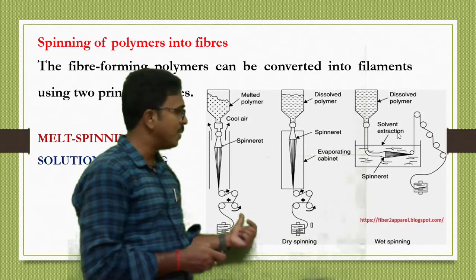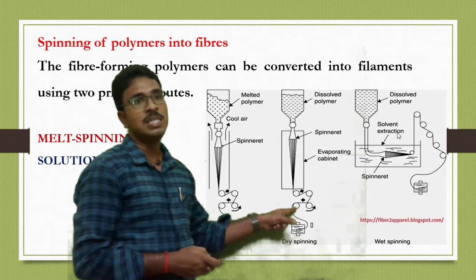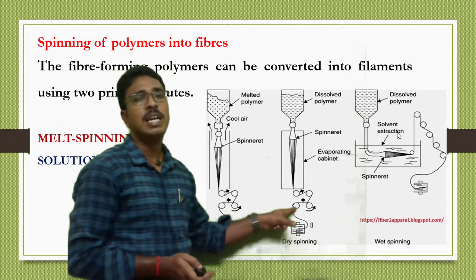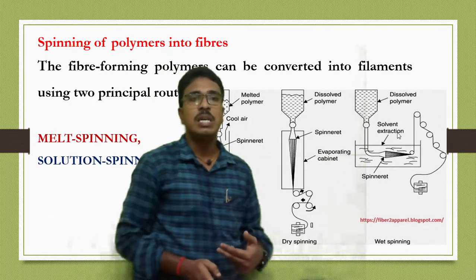The first one is melt spinning and the other two are wet spinning and dry spinning. Okay. In later classes we will discuss in detail what wet spinning and dry spinning are.